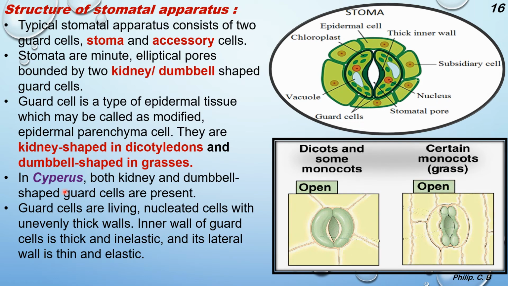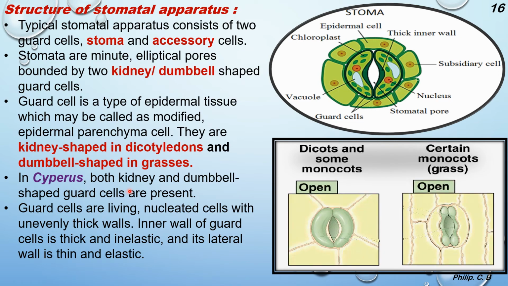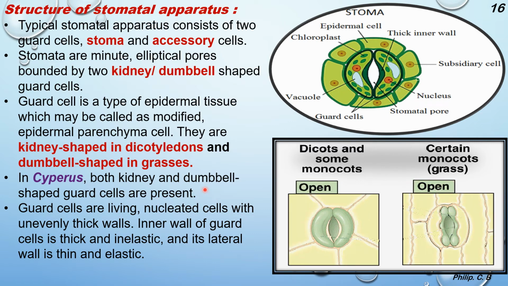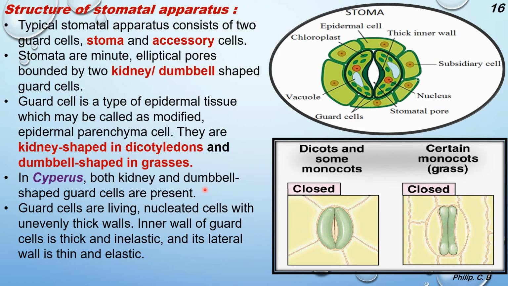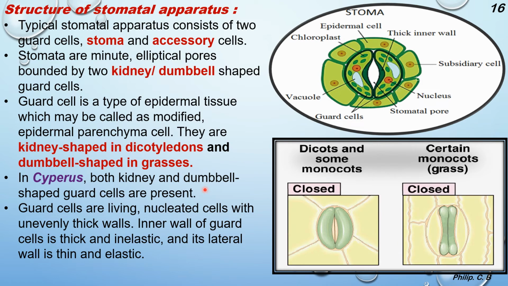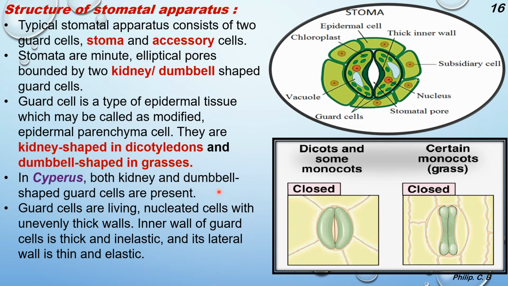Coming to the next point, in cypress, that's the image which you saw in the earlier slide, both kidney and dumbbell shaped guard cells are present. So it is one of the unique species where both are present, dumbbell as well as kidney shaped cells. So students, this is one of the NEET questions: cypress having both kidney and dumbbell shaped guard cells.